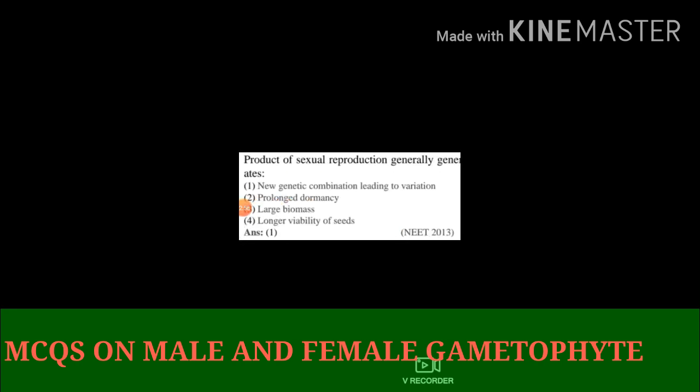Next question. Product of sexual reproduction generally generates. That means what is produced after sexual reproduction, or what is the output of sexual reproduction. Here the option number 1, new genetic combination leading to variation. That means sexual reproduction is nothing but formation of genetic combination, that is the offsprings, which show the variation. Option number 1 is correct. This question is also asked in NEET 2013.